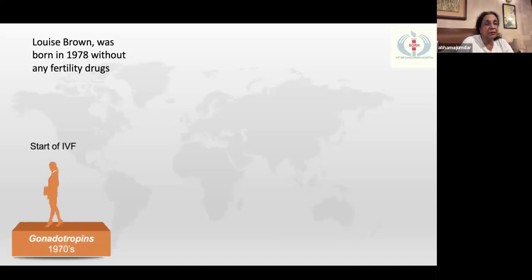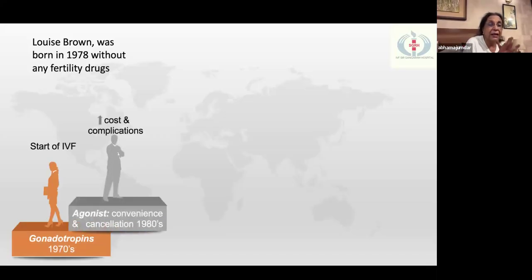However, the start of IVF was with gonadotropins in the 1970s, and then came the agonist long protocol. It became very convenient. Cycle cancellation rate was minimized because with gonadotropins, whenever an LH surge happened, all of a sudden we didn't know what to do. In the 1970s and 80s, we did not even have a blood test for LH and FSH. So the agonist did lead to very convenient cycles. We could avoid doing pickup on Sundays. We could prevent cancellations, but the cost and complications increased.